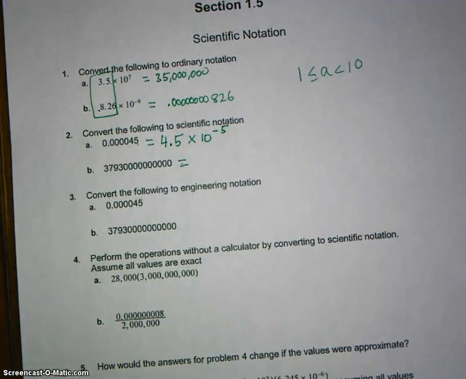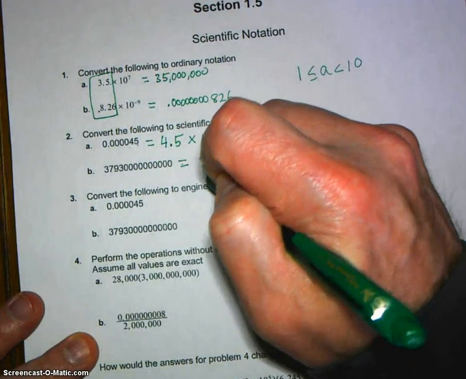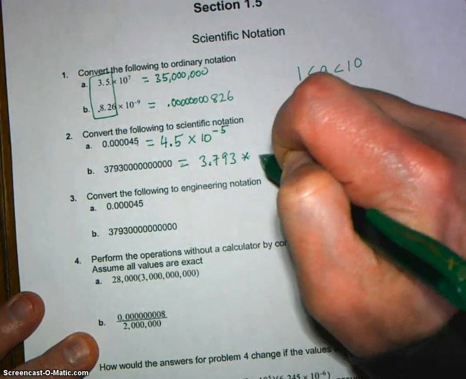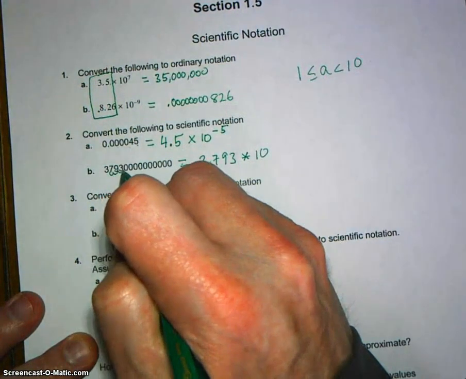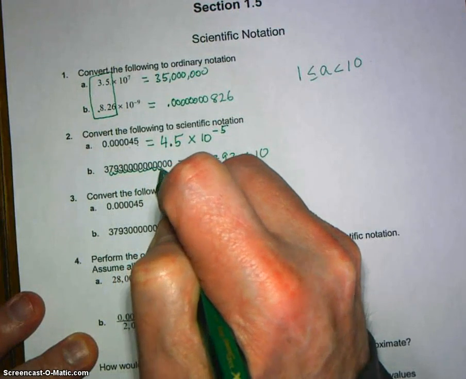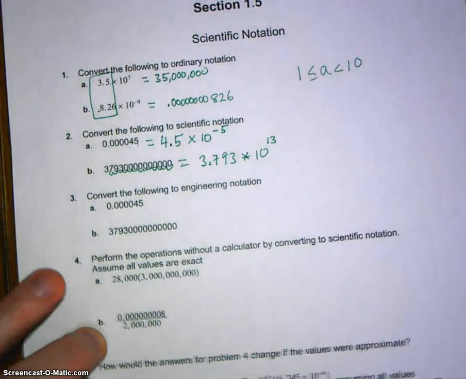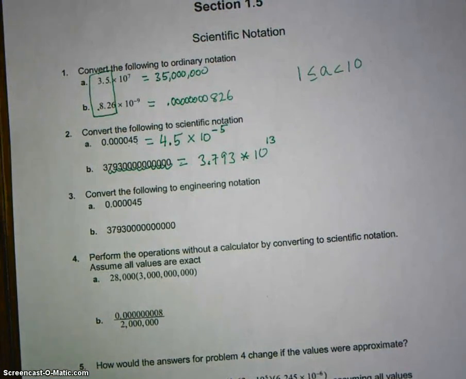All right, this next number, we put the decimal between the 3 and the 7. 3.793 times 10 to the, and now we've got to count. 1, 2, 3, 4, 5, 6, 7, 8, 9, 10, 11, 12, 13, and it's positive. Positive because it's a big number. Big numbers have positive exponents, little decimals have negative exponents.